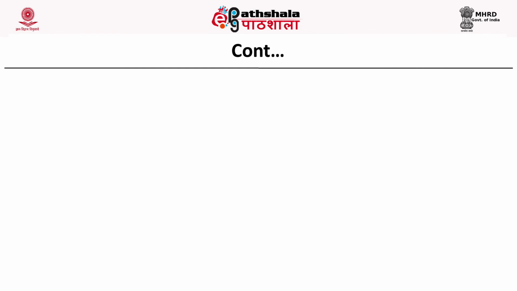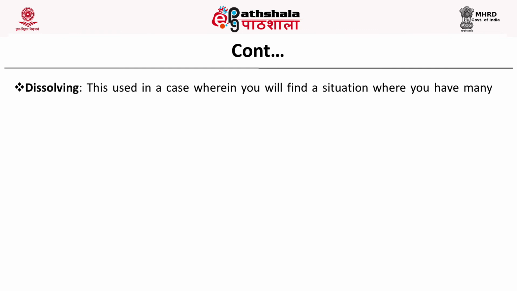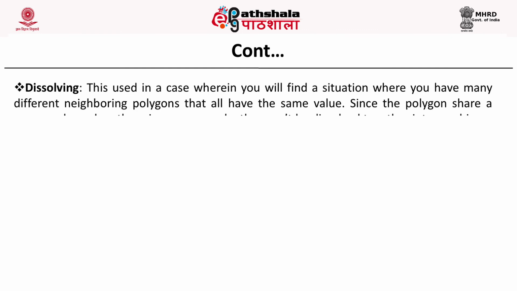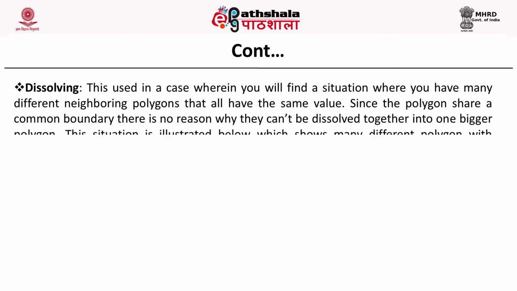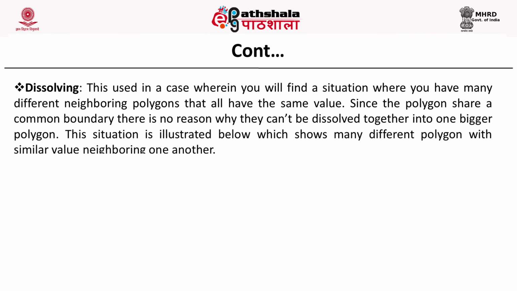The next is dissolving. This is used in a case where we find a situation where many different neighboring polygons have the same value. Since the polygons share a common boundary, there is no reason why they can't be dissolved together into one bigger polygon. This situation is illustrated in this figure, which shows many different polygons with similar values neighboring to one another.